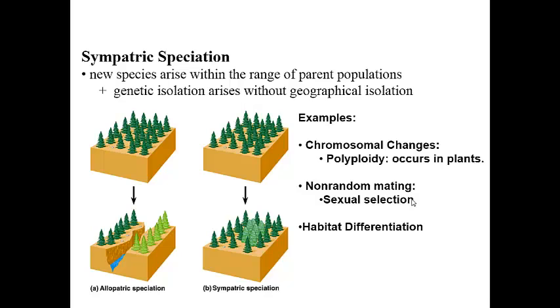This does not happen often in animals. However, it does take place in plants. In fact, scientists think that about 80% of plant species have been created through polyploidy. Polyploidy can be an effective way to create new species of plants because plants have the ability to self-fertilize with themselves.